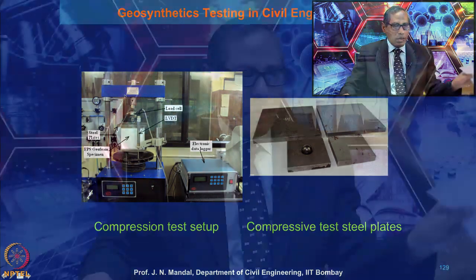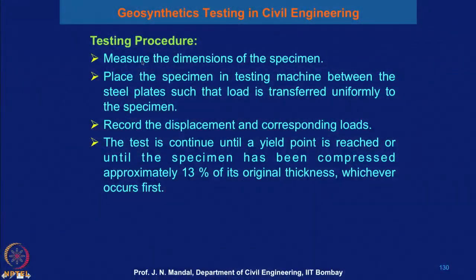If you apply the load, the material will be compressed, and then you have to measure under what compressive stress and what corresponding strain the sample failed. So, the testing procedure is that first you measure the dimension of the specimen and place the specimen in the testing machine between the steel plates such that the load is transferred uniformly to the specimen, and record the displacement and the corresponding load.